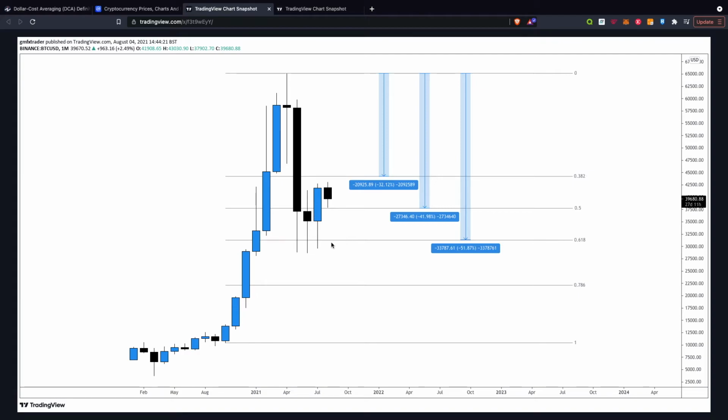If you bought it at a 51% drop, you'll be in profit right now. As you guys can see, you would be up around 20% right now. But that is just another way of looking at it as well.